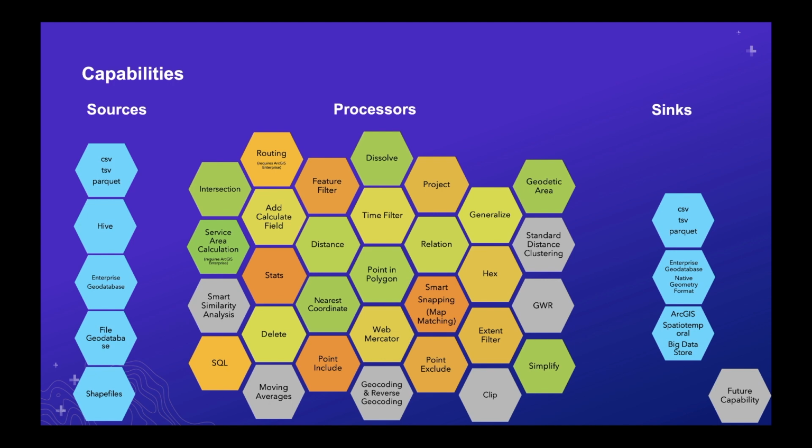To highlight a couple of popular processors, processor point polygon. You use this processor to enrich massive point datasets with attributes from polygon dataset. Another one, processor distance. Given 2 datasets, for each feature in the first dataset, you can find the closest feature in the second dataset. Processor smart snapping, also known as map matching, is also a popular one. I will explain a little more about this in a minute.